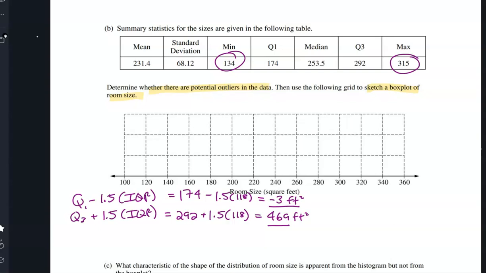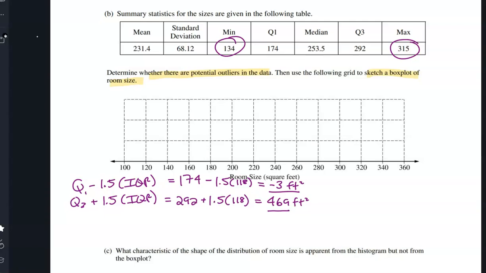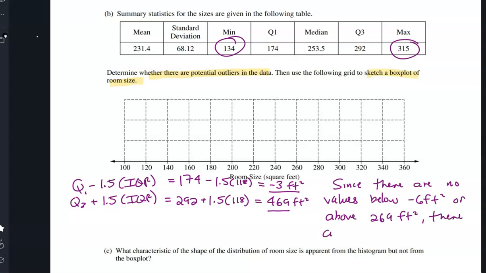Oftentimes for AP exams, they want you to be very specific. So you need to state something like, since there are no values below -6 square feet or above 269 square feet, there are no outliers. I do want you stating not just the numbers and saying no, what and why. This is part of describing what you need to describe.